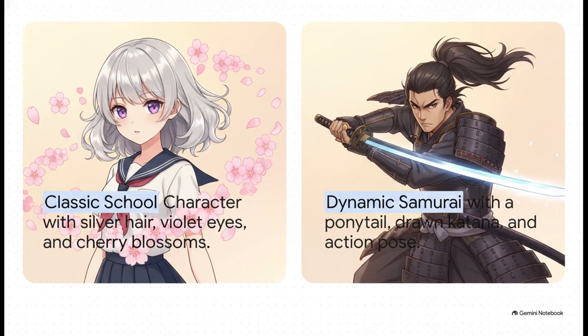And the prompt you choose completely sets the stage for your world. Take a classic school character built with prompts like silver hair, violet eyes, and floating cherry blossoms. Now contrast that with a dynamic samurai using prompts like ponytail, katana drawn, and dynamic action pose mid-slash. It's like night and day, right? Simply changing your protagonist's descriptive text totally shifts the entire atmosphere and potential plot of your story.